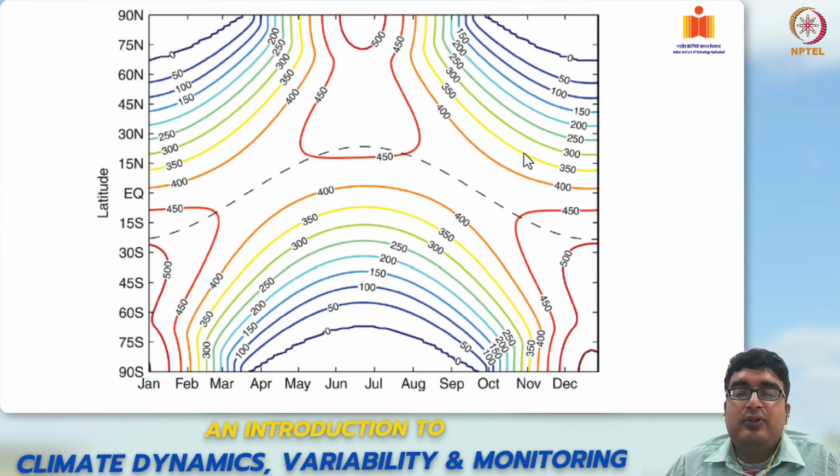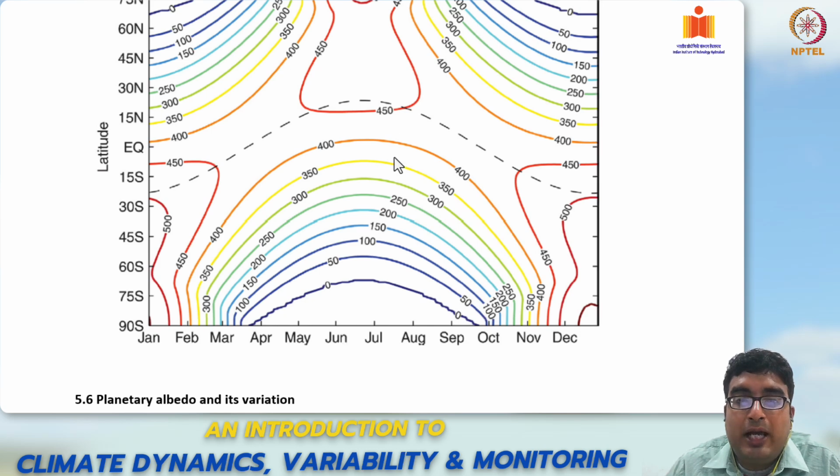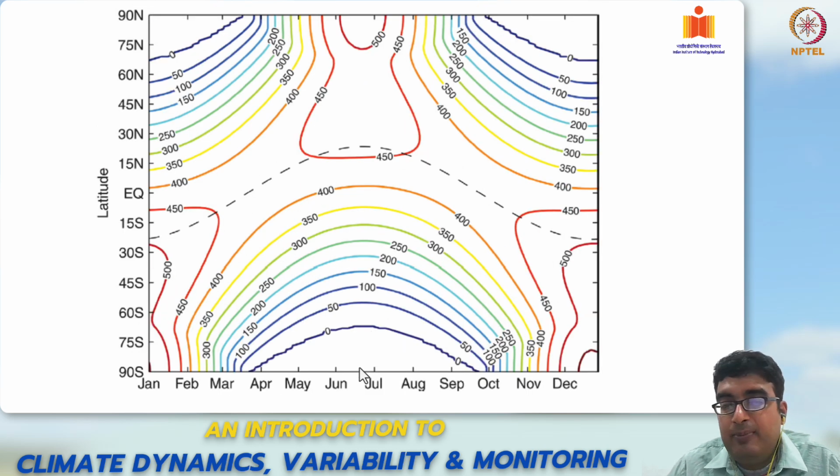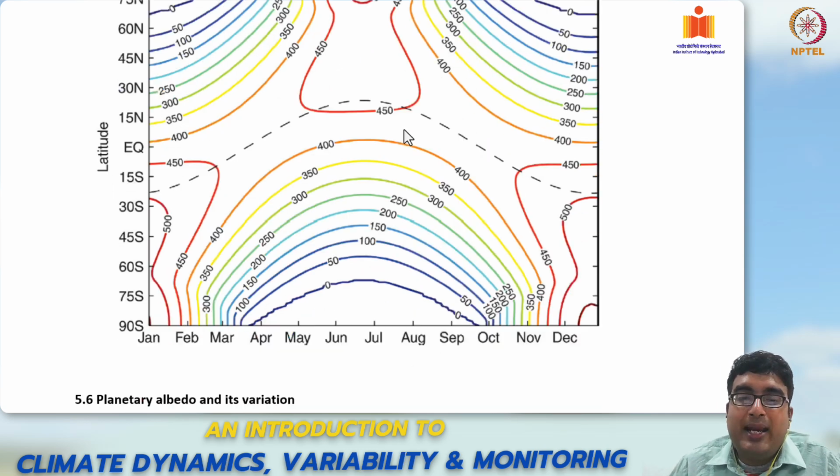This figure gives you the insolation contours. So, for example, in the June-July period, which is the peak summer time in the northern hemisphere, the northern hemisphere gets insolations between 450 and 500 watt per meter square throughout. Okay. Whereas in the southern hemisphere, the insolation decreases very steeply to less than 150 watt per meter square at 45 degrees south and 0 watt per meter square below 66 degrees south latitude.